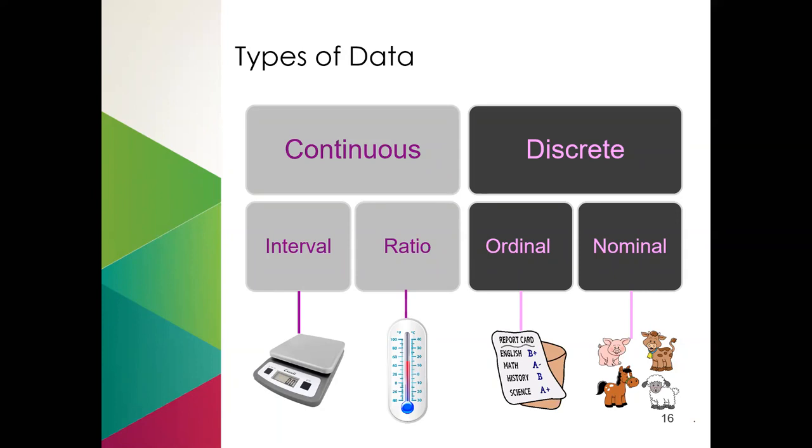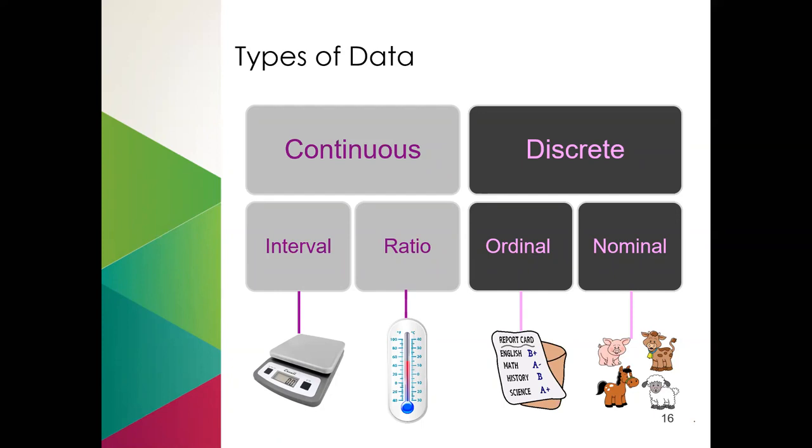And then you can further divide continuous data into interval and ratio. Interval data is continuous data that has a meaningful 0. So that means that the measurement of 0 is the absolute 0, and you can't measure anything below that.